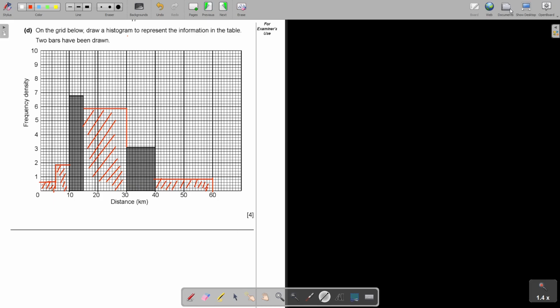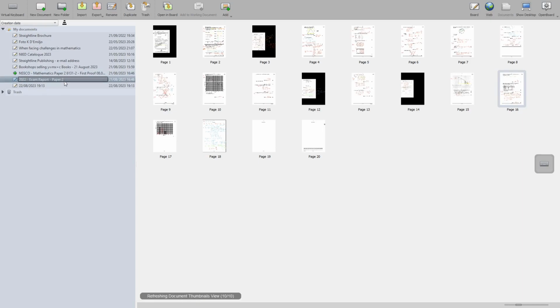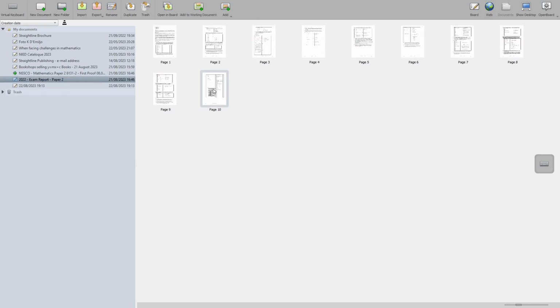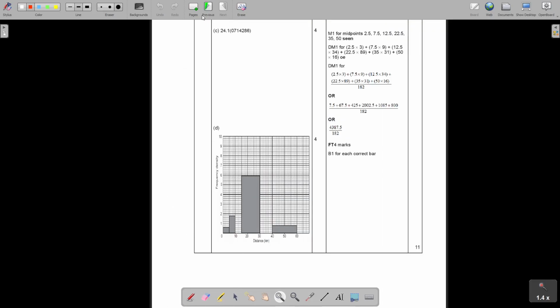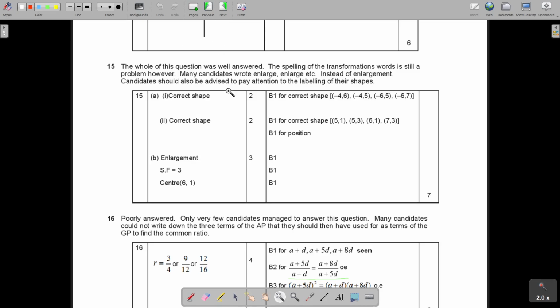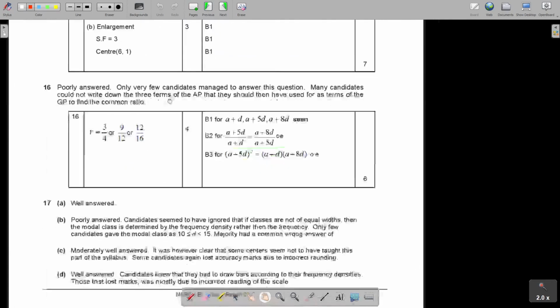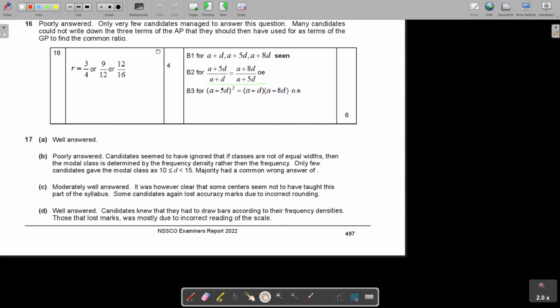Let's go to the exam report. Let's see what they tell us there. I personally think this was a nice question to end with. So let's just go bigger. I think we just have to go to the previous page just to read a little bit. Okay. So they said it's well answered. Poorly, the first one. Yes, okay.